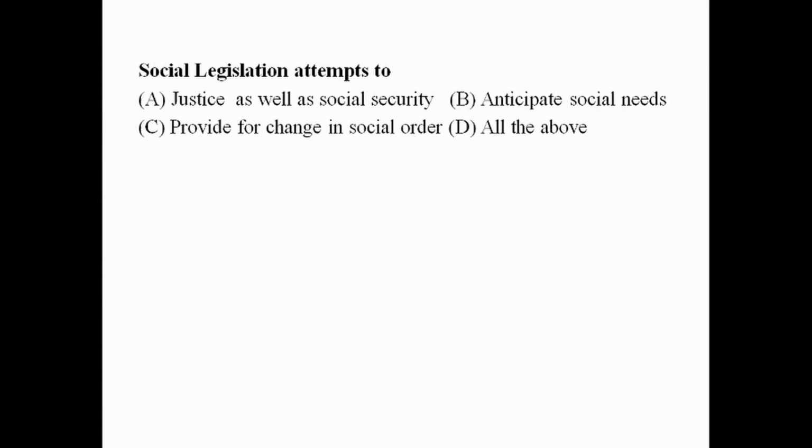Next question. Social legislation attempts to: option A, justice as well as social security; option B, anticipate social needs; option C, provide for change in social order; and option D, all of the above. The question is, social legislation attempts to. The answer is option D, that is all of the above.